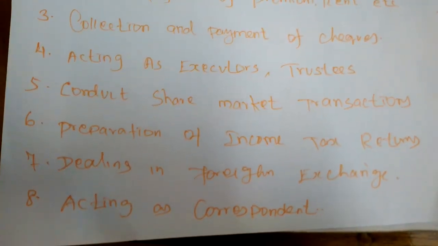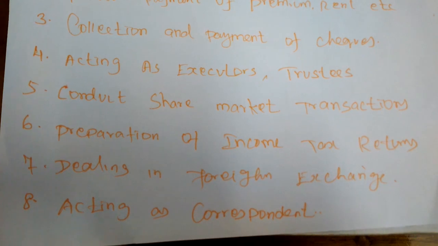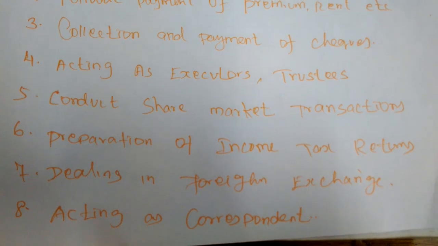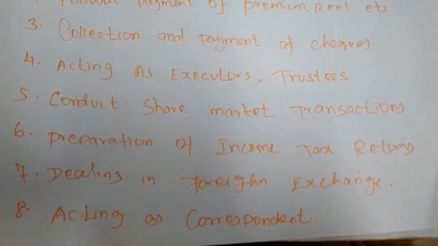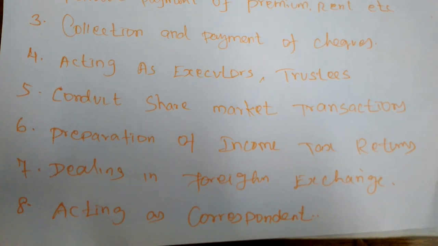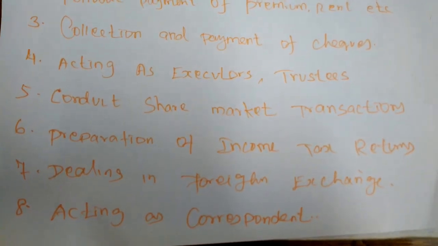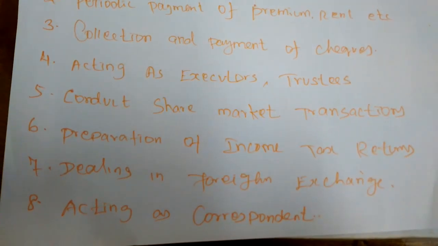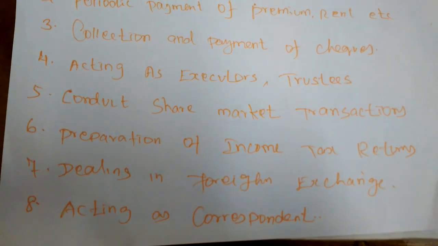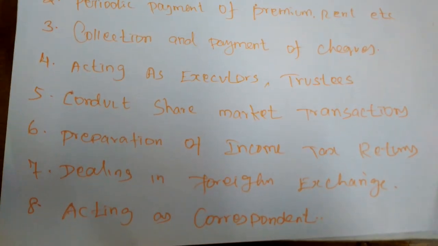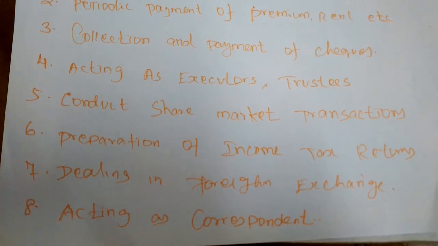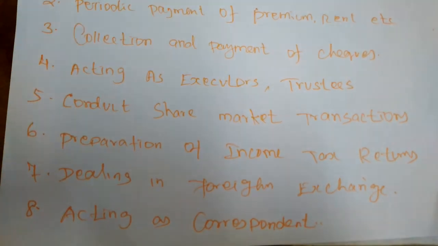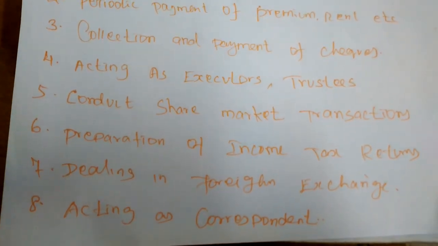Next, dealing in foreign exchange. Banks buy and sell foreign currencies on behalf of the customers. Persons involved in international trade, that is the import or export process, must need foreign exchange, otherwise foreign money. So on behalf of the customers, the bank will buy and sell the foreign currencies. Next, acting as a correspondent. The banks act as a correspondent of customers and receive traveler tickets, passports, etc.